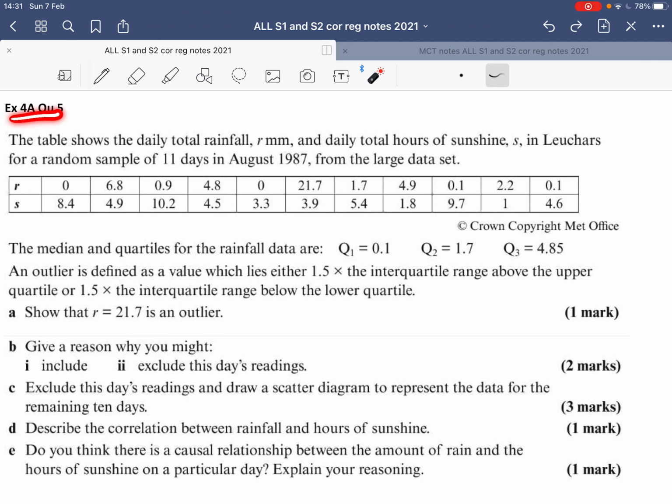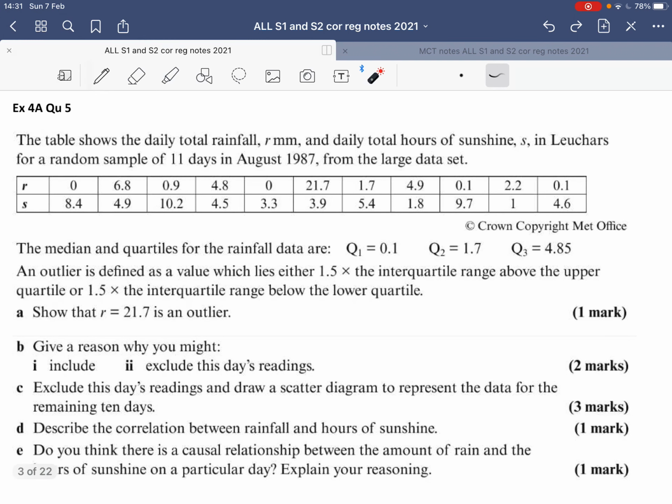This is from exercise 4A and it's question 5, so one less to do when it comes to practice. The table shows the daily total rainfall and daily total hours of sunshine in Leuchars from a random sample of 11 days from the large data set. R represents the rainfall and S represents the total hours of sunshine. The median and the quartiles for the data are these. An outlier is defined as a value which lies either 1.5 times the interquartile range above the upper quartile or below the lower quartile.